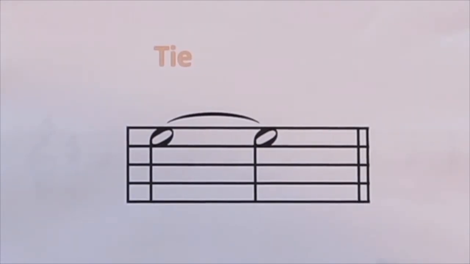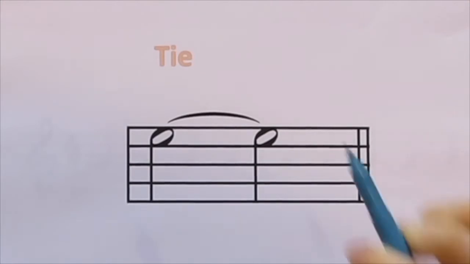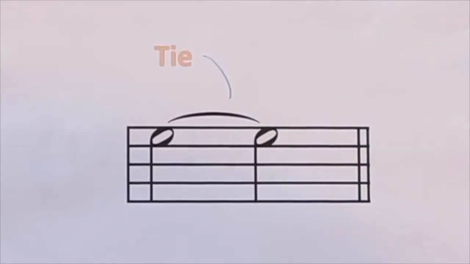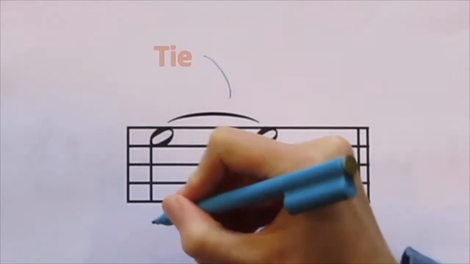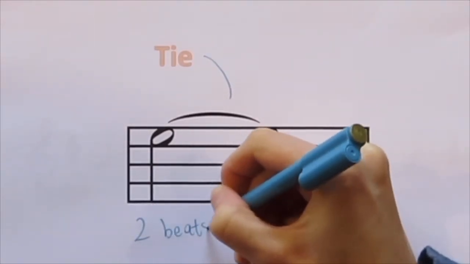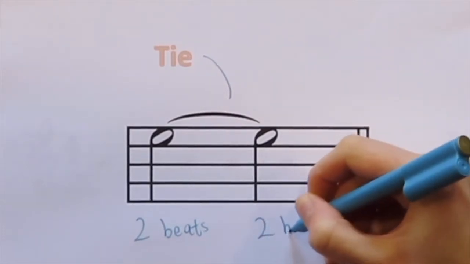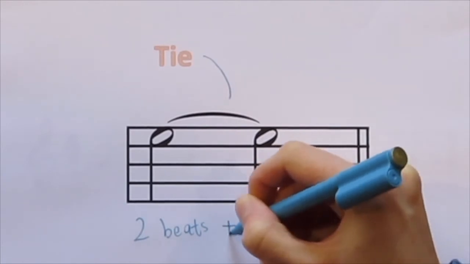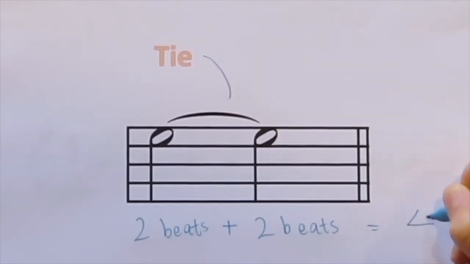In music, we often see a curved line over notes. When a curved line joins two notes that are the same pitch, it is called a tie. A tie joins the values of the notes so that the sound played will last the length of both the notes' values put together. For example, to play these two minims joined by a tie, we only play the note once, but we would hold it for the length of two minims added together. So we hold it for 4 beats.